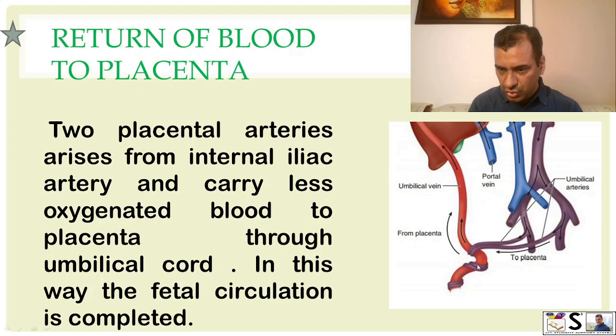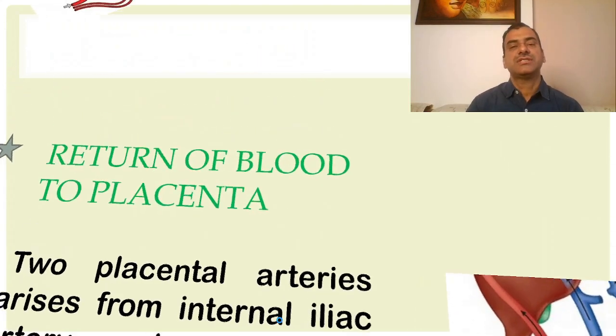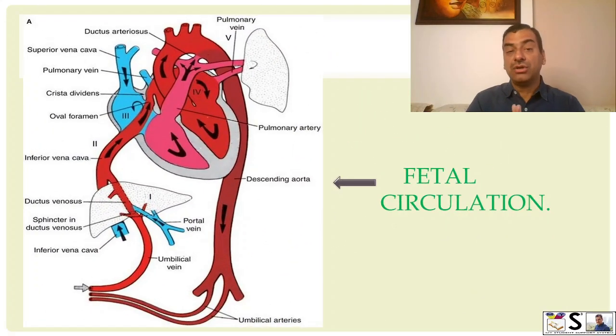So here two arteries go around the umbilical vein. This is the umbilical artery and this is the umbilical vein, and this reaches the placenta, and again the cycle starts. So this is all about fetal circulation, and to summarize we can understand fetal circulation through this picture.